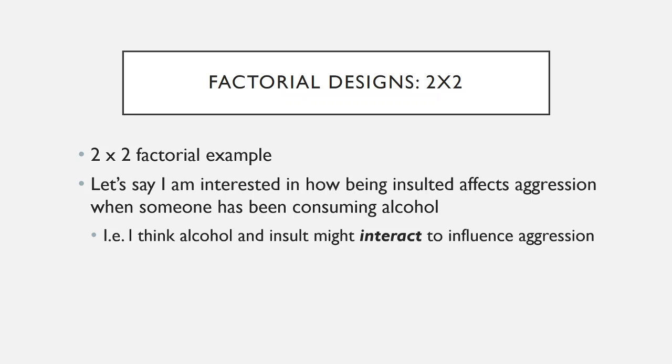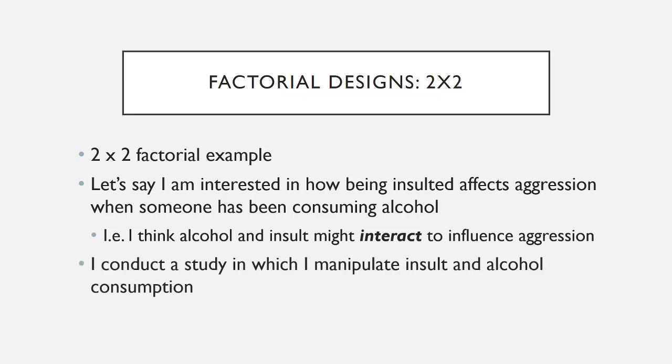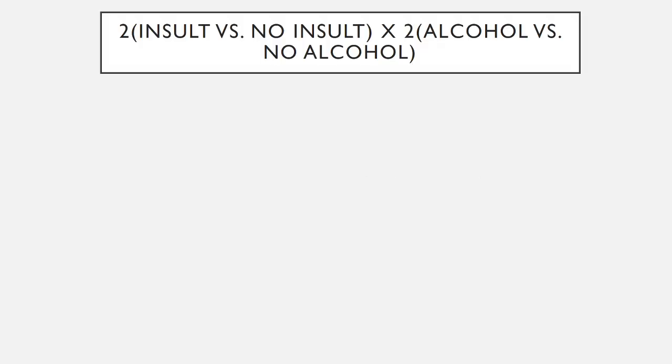I'm interested in how alcohol and insult combine to do something interesting or different to aggression that alcohol and insult separately might not do. So what you would need to do in creating your experimental design is conduct a study in which you manipulate or actively change something about both of your independent variables. So insult is one of my IVs, alcohol is another. Aggression in this context is going to be my DV or dependent variable. So this is what my 2 by 2 design would look like.